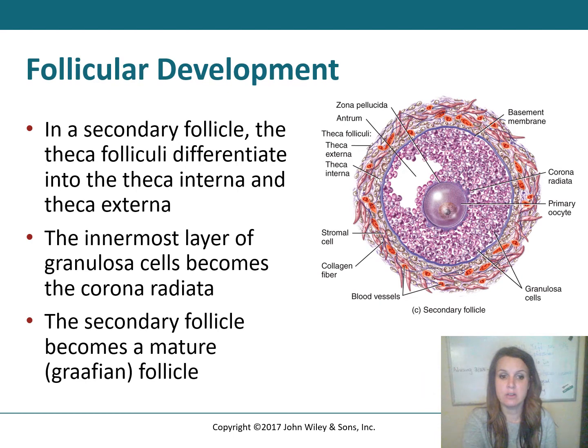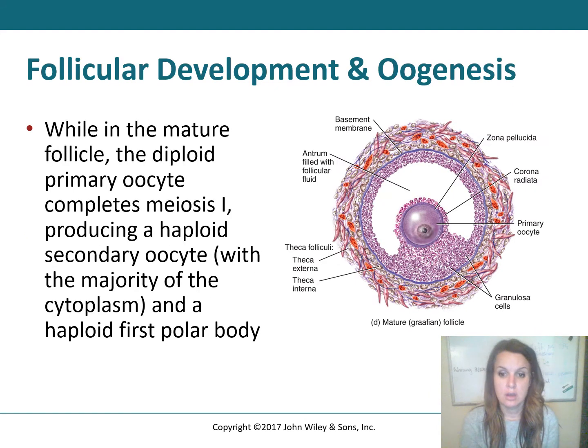The secondary follicle ends up turning into the final mature Graafian follicle. What you see with a Graafian follicle is that it has this really big antrum, which is filled with follicular fluid, and then it's surrounded by the corona radiata, which is made up of granulosa cells, and then it still has that outer layer of theca cells.